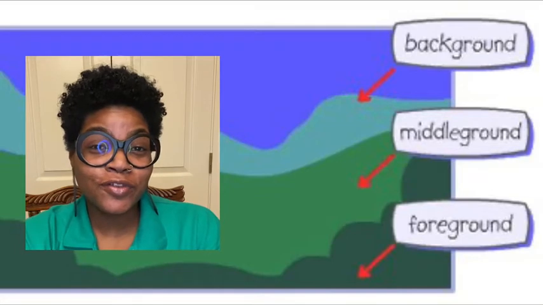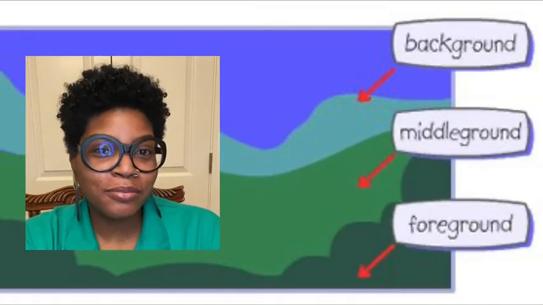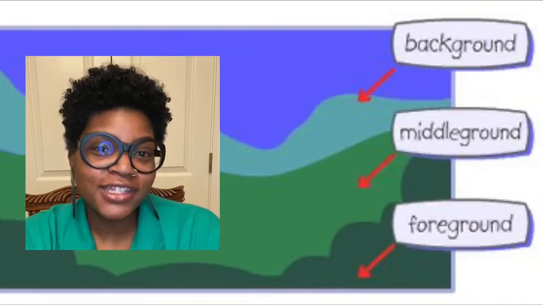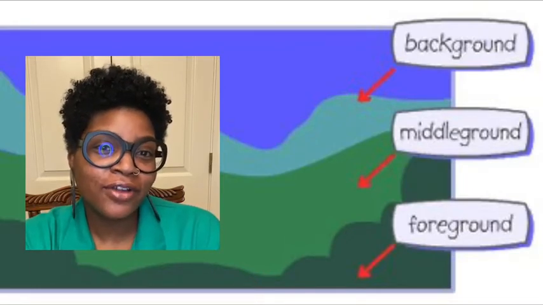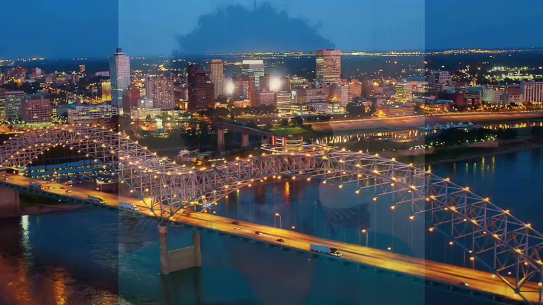Here's a review of parts of a landscape. Landscapes include foreground, middle ground, and background. But today we're going to focus on background and foreground. The background of a picture will include the items that are furthest away from you, and the foreground of a picture will include the items that are close to you.